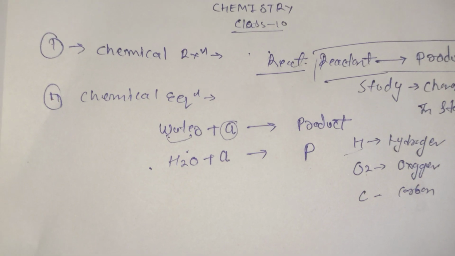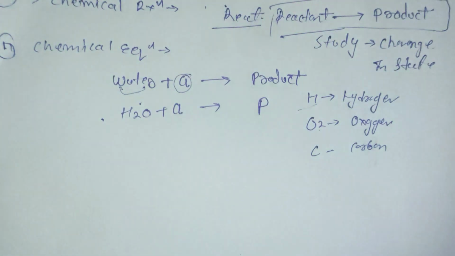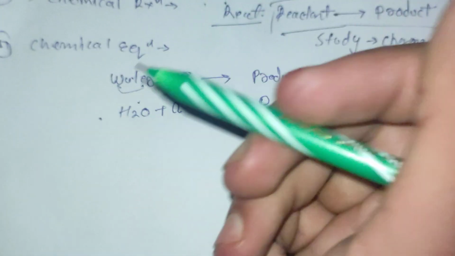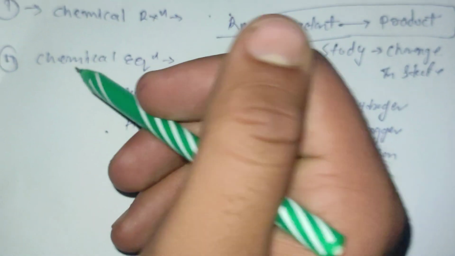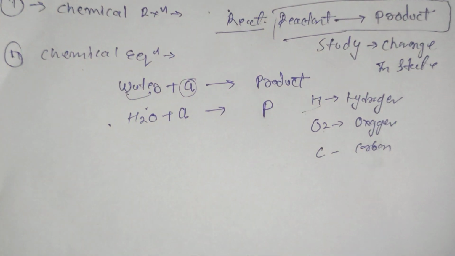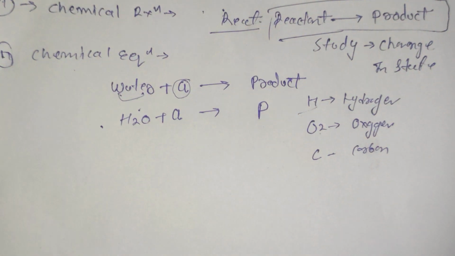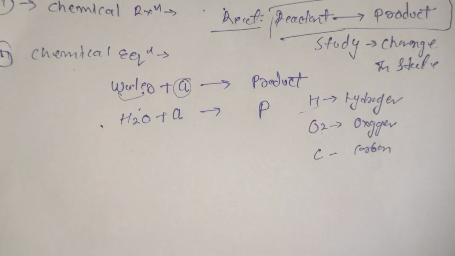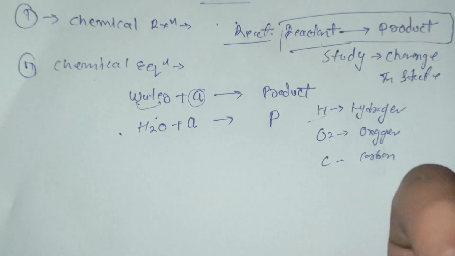In the next class we talk about the properties of these in detail, then different types of chemical equations. Then we move to the important part, the types of reactions. We study the reaction, then we go to the types of reaction.